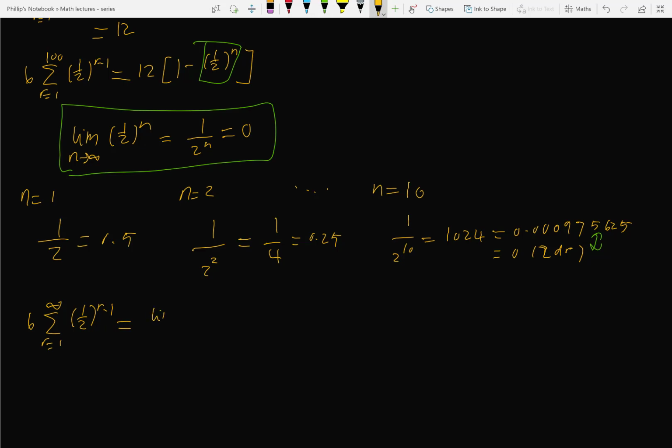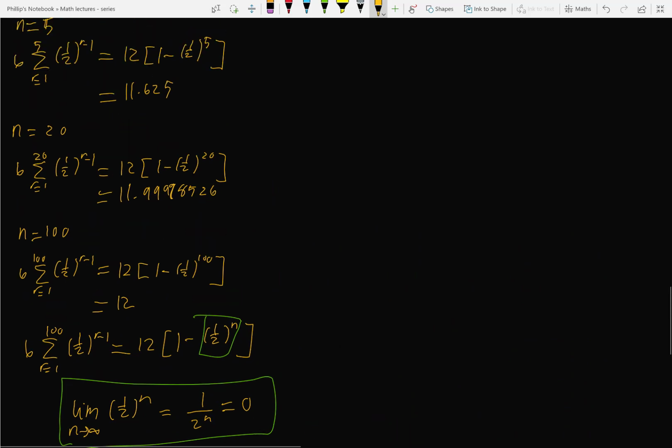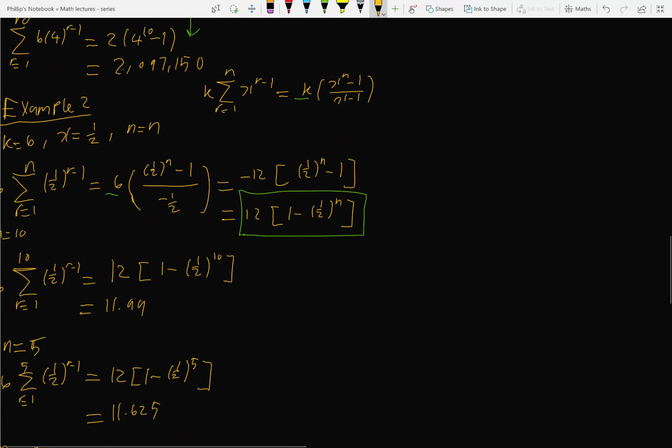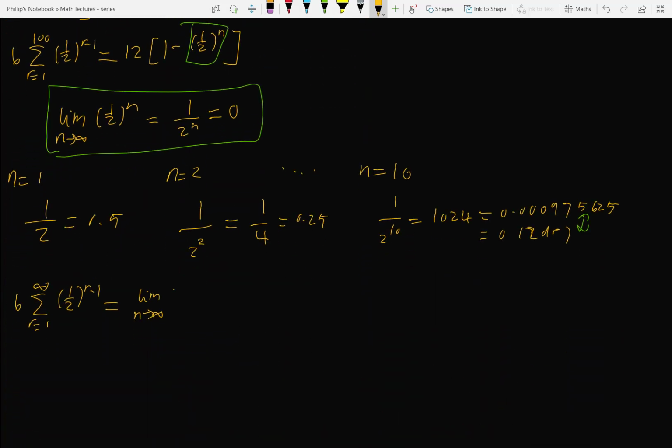So that's just going to be equal to the limit as n goes to infinity of the value, of, what was it? We've moved it over. 12 times (a half to the n minus 1), 12 times by 1 minus a half to the n, which is equal to, so that just goes to 0, which is just equal to 12. Which is equal to 12 times by 1 minus 0, because this tends to 0 as n tends to infinity, so it's just equal to 12.